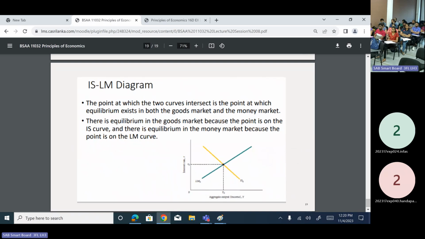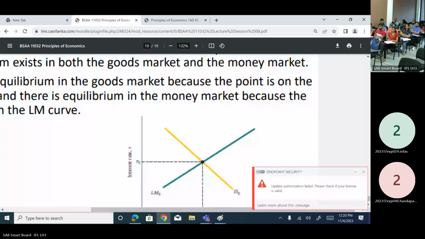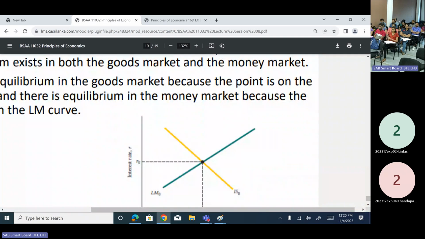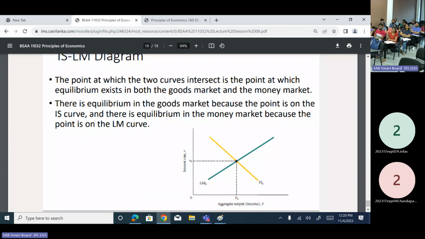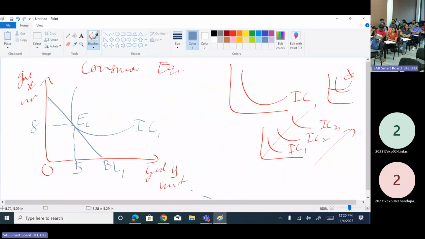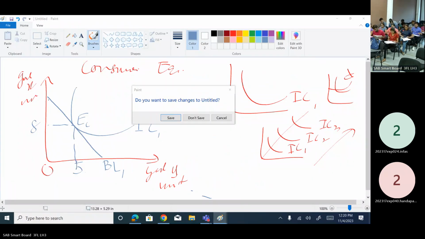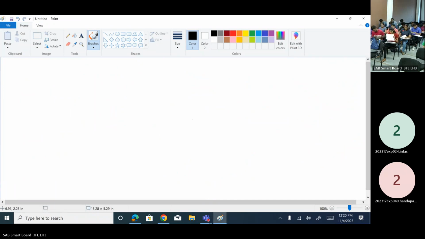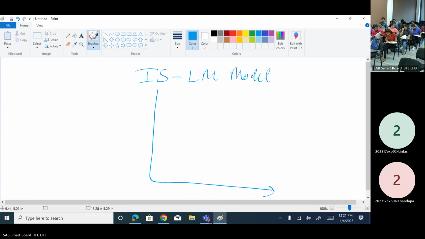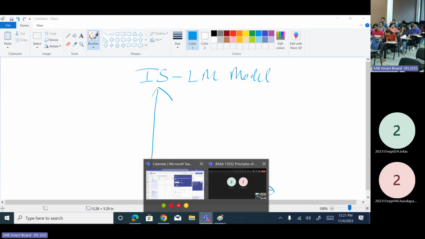This ISLM model combines an IS curve and an LM curve. So all you need to know is this. Please write down the ISLM model.